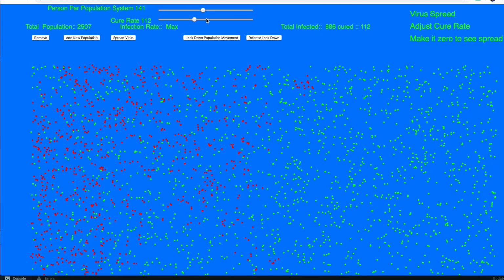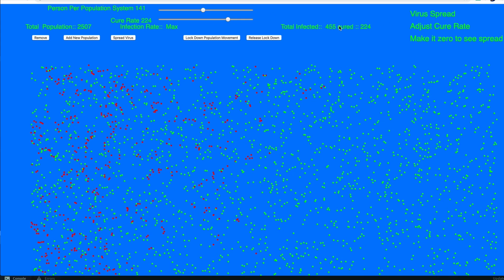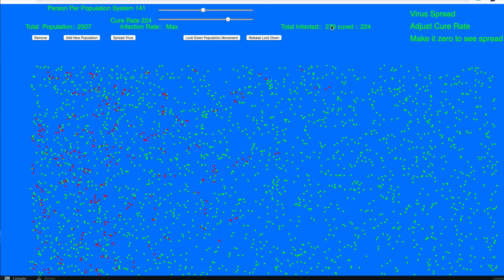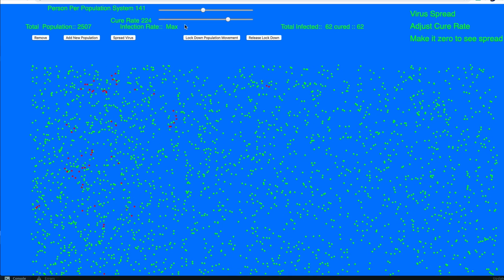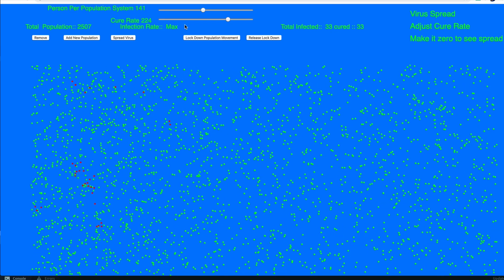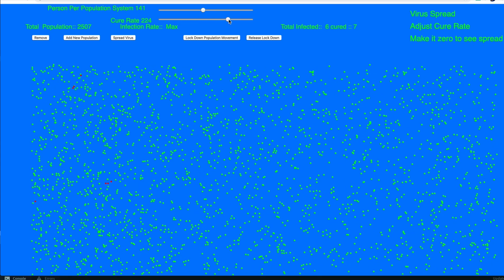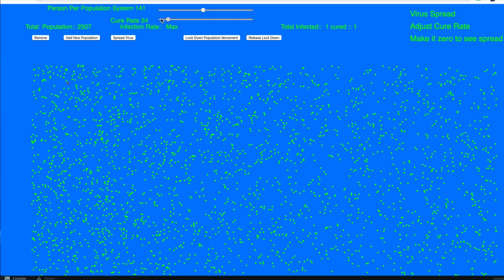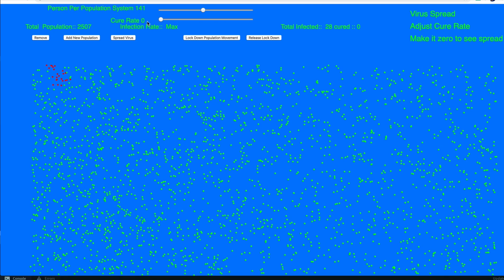Let's improve our healthcare system even better. Let's make it 225. Now you see that this spread has sort of stopped, and both persons are getting cured. So once we have a larger number of people, we need our improved healthcare system. Now there are just two remaining, and let's make our cure rate 0 again.